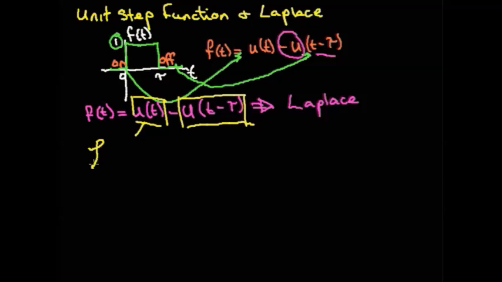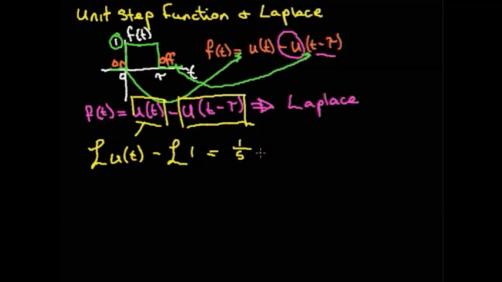So the Laplace of u of t is in fact just the Laplace of 1. And had that been 2, then it would have been the Laplace of 2. And we know from our Laplace tables that that's going to equal 1 over s.